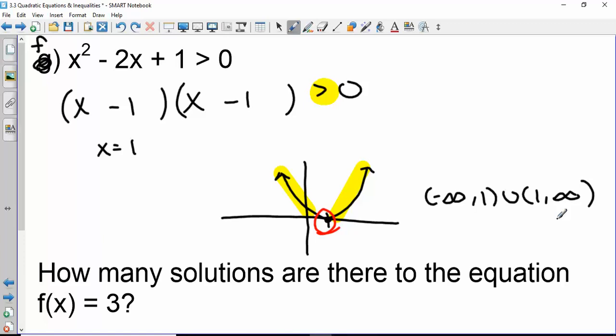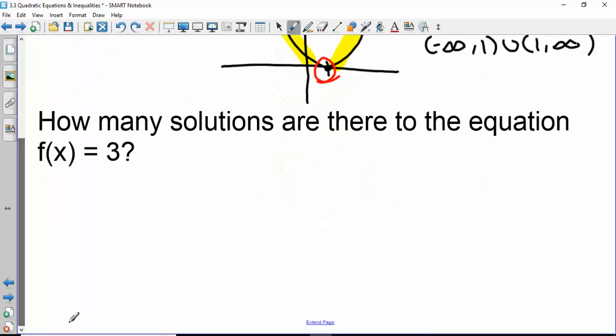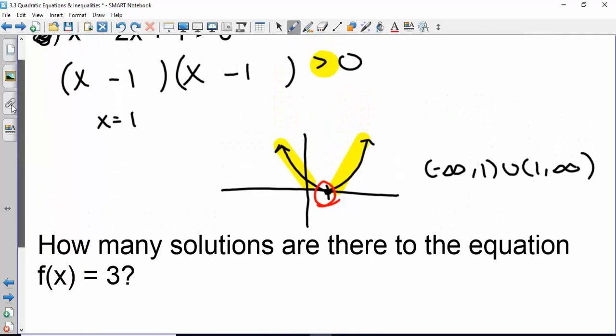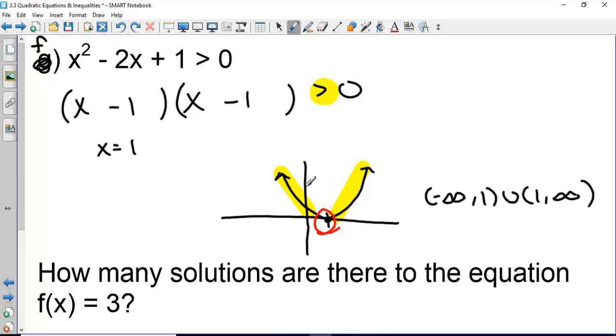Last question. How many solutions are there to the equation f of x equals 3? If I'm looking at this graph right here, f of x is the same as what variable? Y. So I'm saying how many times on this graph does y equal 3?